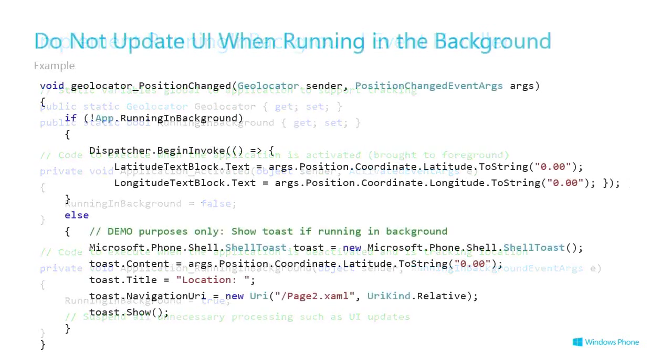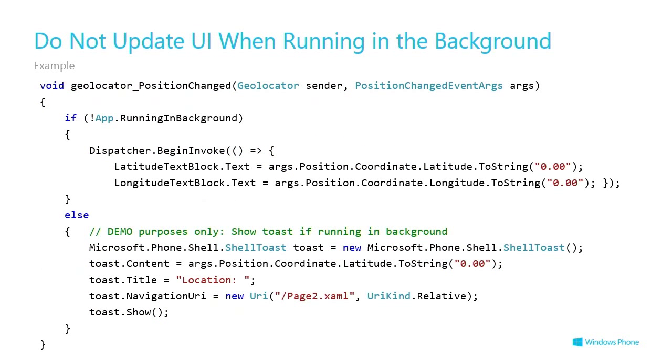Right. So this is an example in the position changed event handler. We look at that running in background variable, and if it's false, then we're not running in the background, so we can update the screen. This is a simple example where we're just updating some text blocks. But if we are actually running in the background, in this particular example, we're going to put a toast up, our old friend, those annoying toasts. Excellent, I love those. Yeah, we love those. Yeah. With marmalade. Yes. This is for demo purposes only. This is not a good idea in a commercial application. It will be a good way to get your app uninstalled pretty quick.